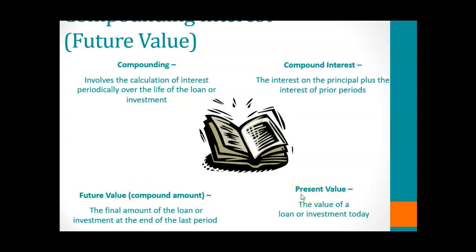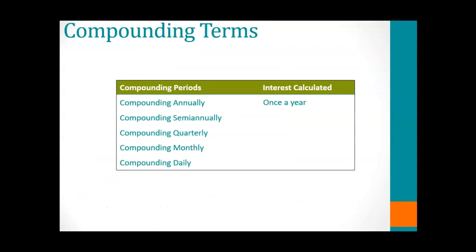Then the present value is the value of a loan or investment today. So if you were to invest $100 today, that's known as the present value. The amount you have in the account, say at the end of 4 or 5 years, is known as the future value. Okay? So let's talk about different terms and understand the terminology.